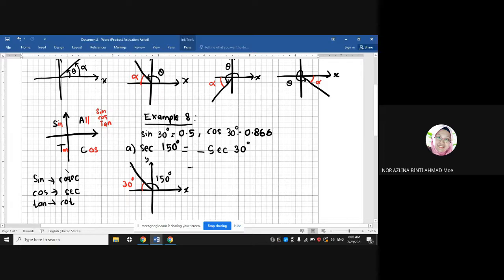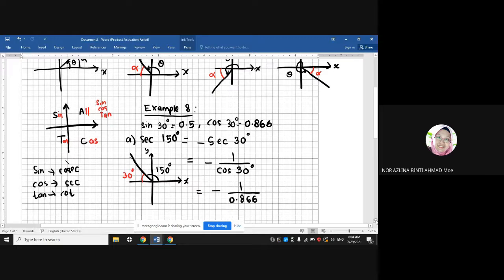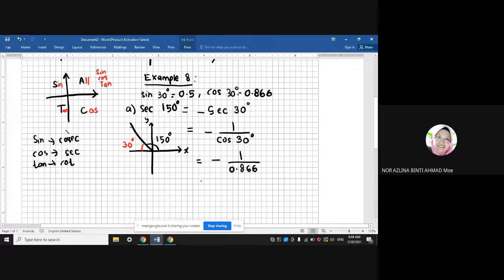Sebab tu saya letak negatif di sini. Okay, kemudian this is negative 1 over secant is cos. Cos 30 degrees. This is equal to negative 1 over cos 30 degrees, from the question given, this is 0.866. So final answer, you will get negative 1.155.